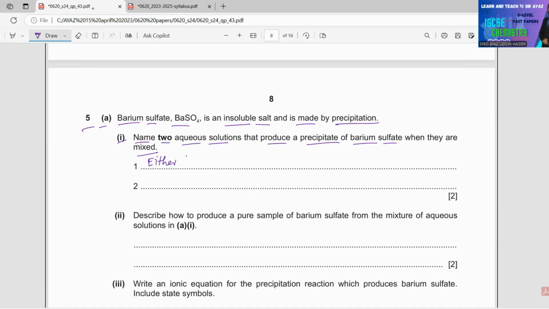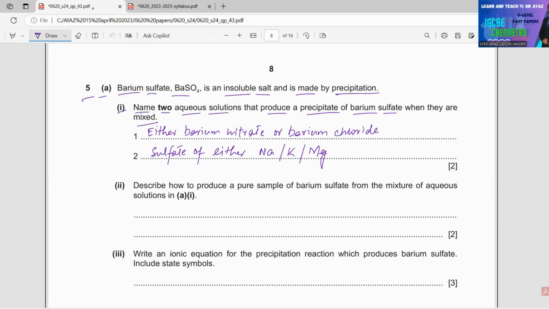Either barium nitrate or barium chloride. For number 2, soluble sulfate. So you can take sulfate of either sodium, potassium, or even magnesium. You can take any sulfate of these.